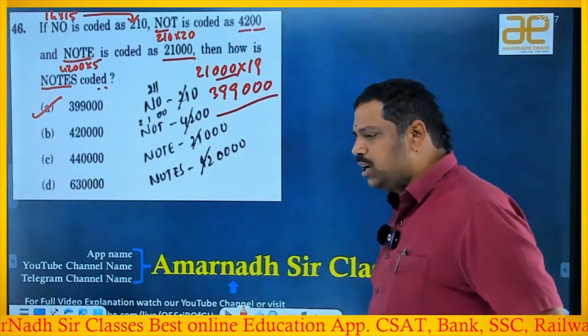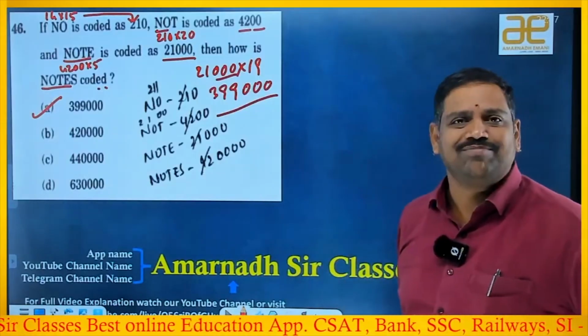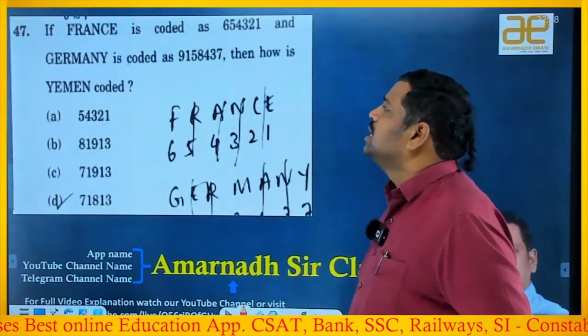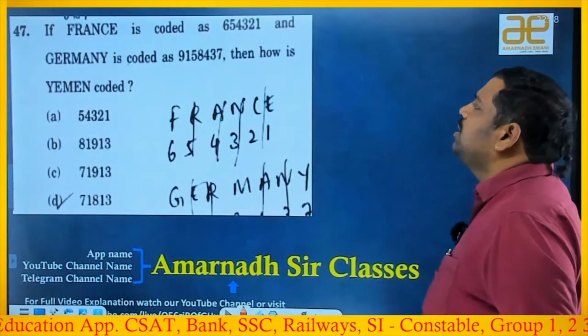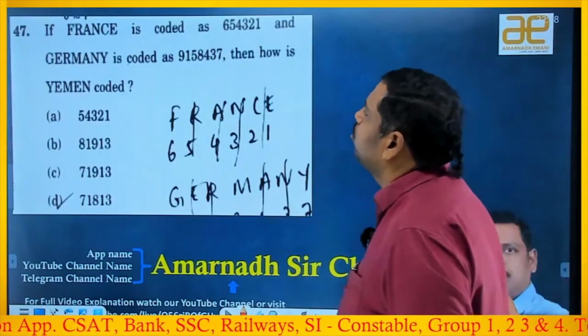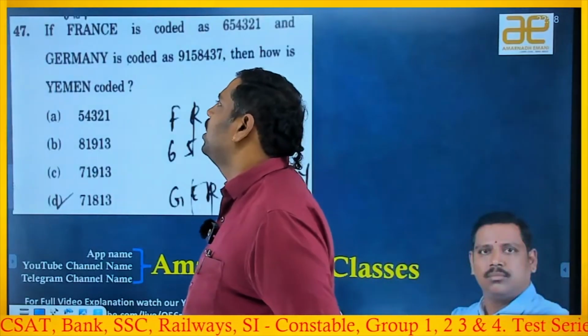In this paper, the coding-decoding questions are all very easy. The next one: if FRANCE is coded as 654321, GERMANY is coded as 9158437, then how is MN coded?